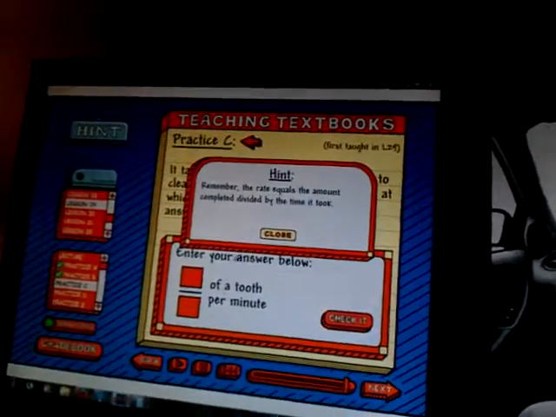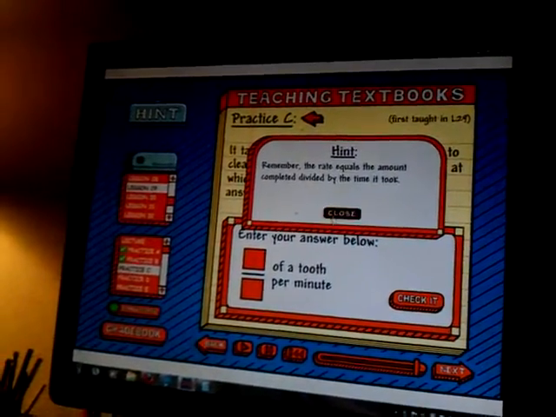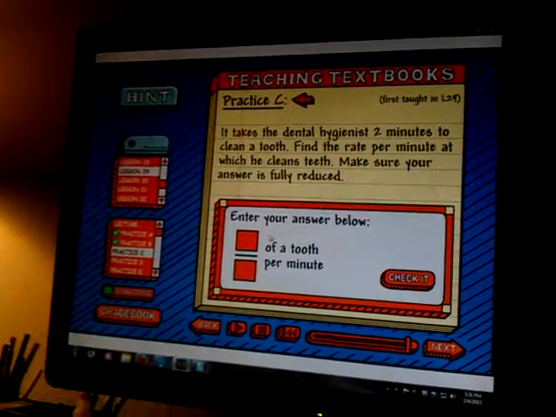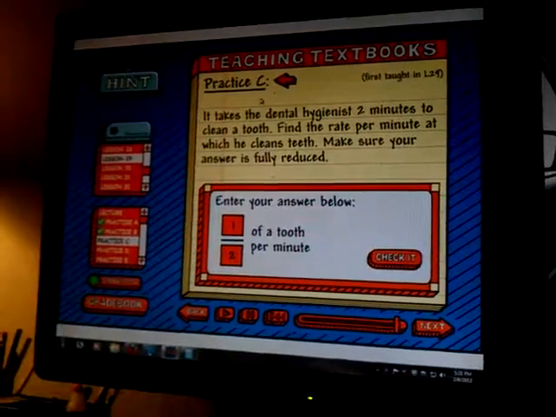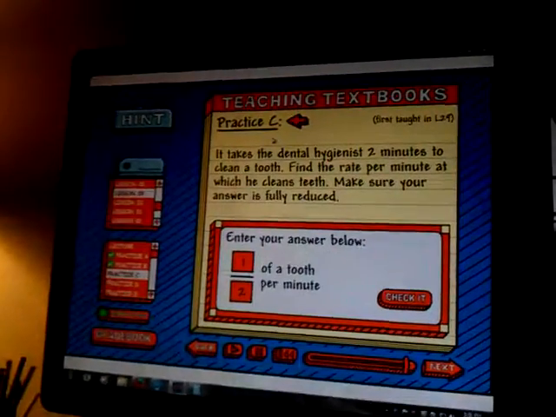So the rate equals the amount completed divided by the time it took. Takes the dental hygienist 2 minutes to clean a tooth.